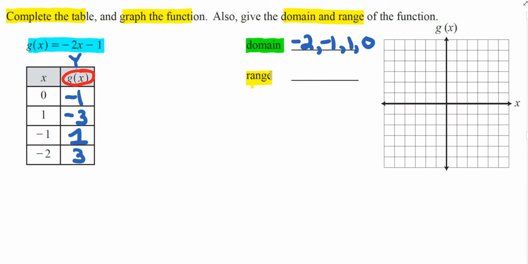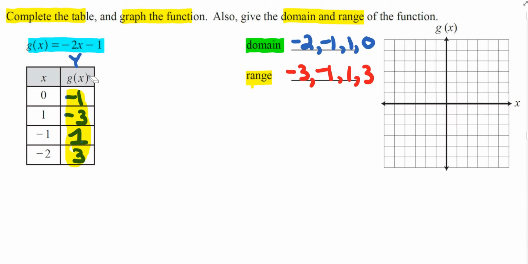To find your range, that's basically your y values here. For your y values, let's go from least to greatest. Negative 3 is the smallest, so negative 3. Then we have negative 1, and then positive 1. And then 3 is the biggest y value. So there's my range right there.